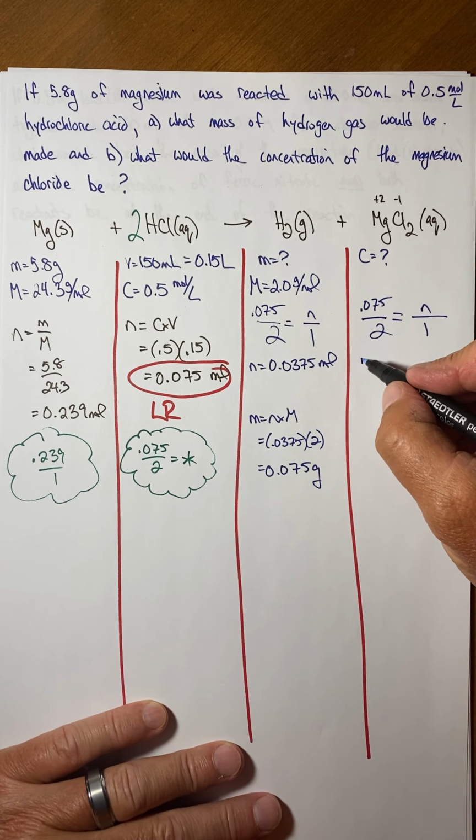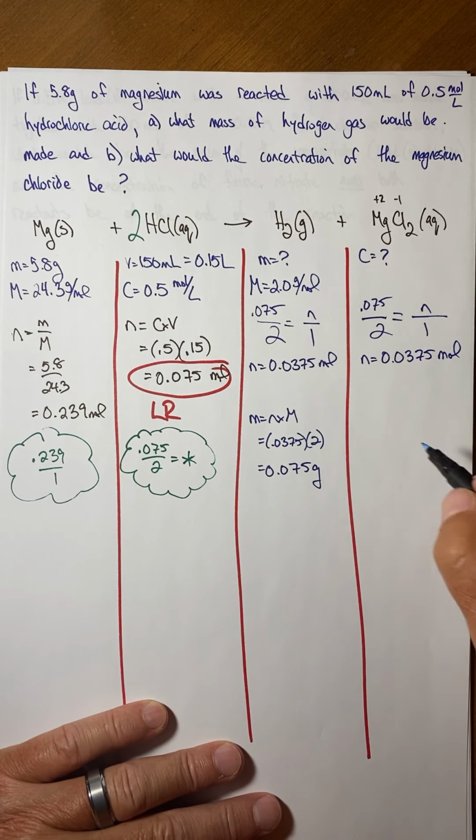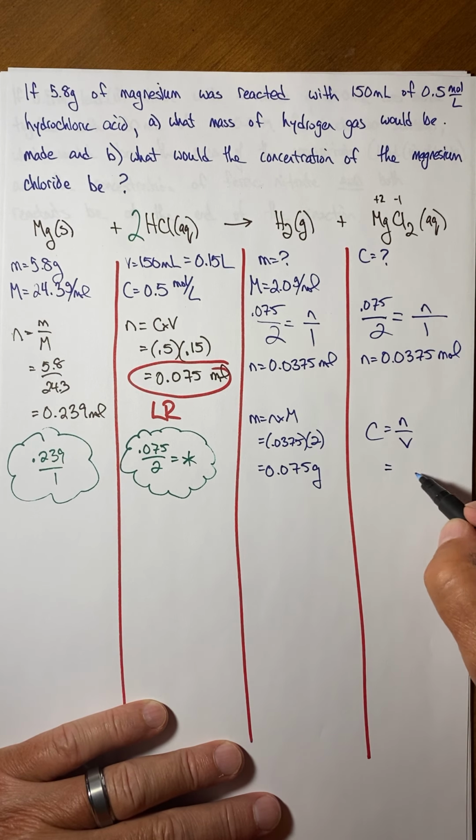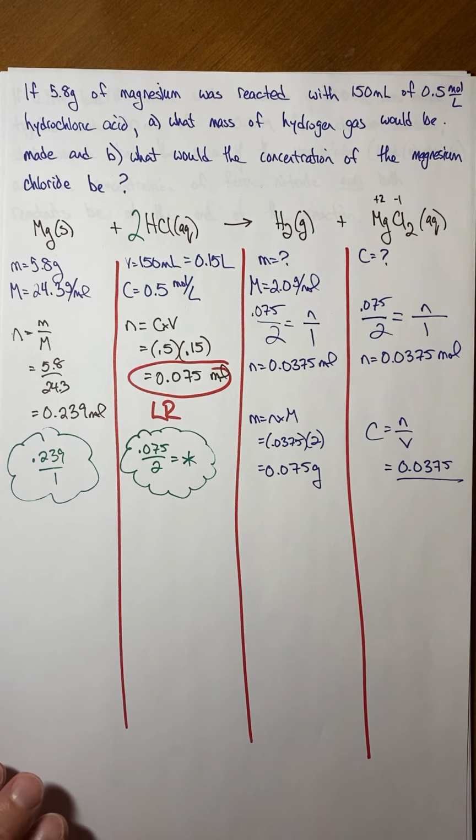0.075. So it's going to be the same number I just calculated. This one right here. 0.0375 moles. Now, concentration is number of moles divided by volume. Now, the number of moles I just calculated. That's not a big deal. What the heck are we going to do for volume? Nowhere in the question do I mention what the volume is of this.